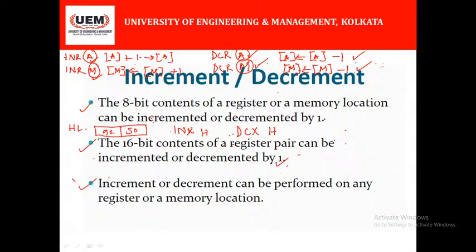Before writing INR M or DCR M, we need to specify what is the address pointed to by M. So we need to write LXI H, then the address, say 9050. That indicates that the HL register pair is pointing to 9050. That means 9050 is the memory location. Then we can write DCR M or INR M, not before that. So this is a dependent instruction, DCR M or INR M.